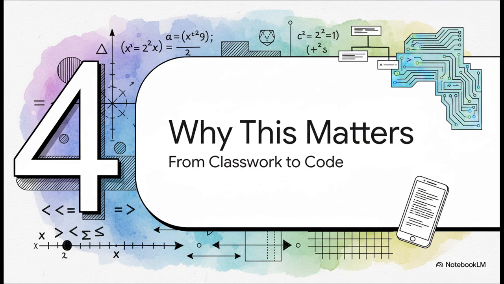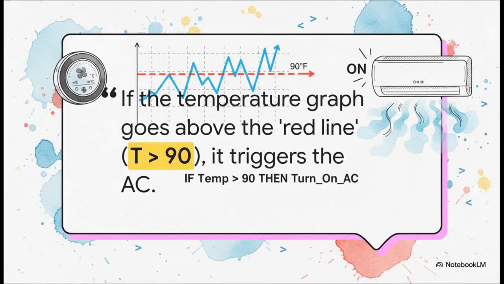So you might be thinking, okay, cool trick for my math test, but when am I ever going to really use this? And the answer is probably a lot more than you think. This skill is everywhere. Just think about a smart thermostat or even the AC in your car. It's running on a simple rule, right? Somewhere in its code is a little line that says something like, if the temperature is greater than 90, then turn on the AC. That's it. That's an inequality, doing its job right there in the real world.